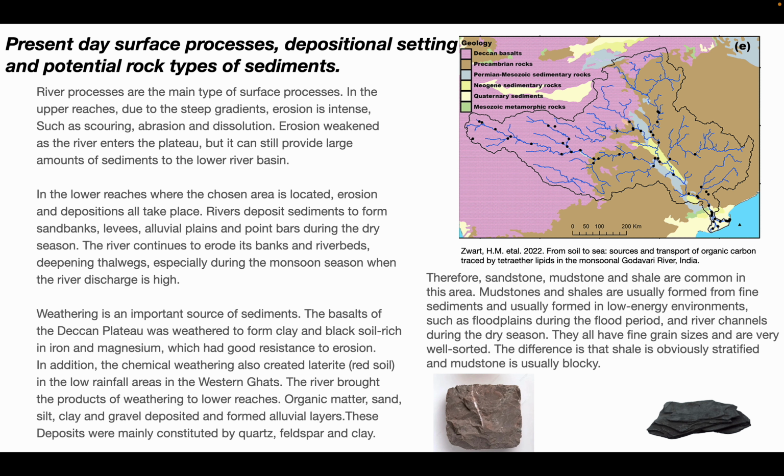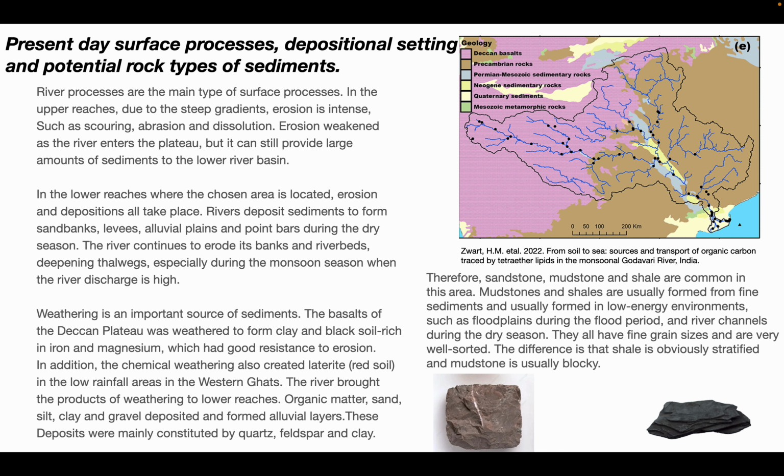In addition, the chemical weathering also created laterite, also called red soil, in the low rainfall area in the Western Ghats. The river brought the products of weathering to lower reaches, and the organic matter, sand, silt, clay, and gravel deposited and formed alluvial layers. These deposits were mainly constituted by quartz, feldspar, and clay. Therefore, the sandstone, mudstone, and shale are common in this area.